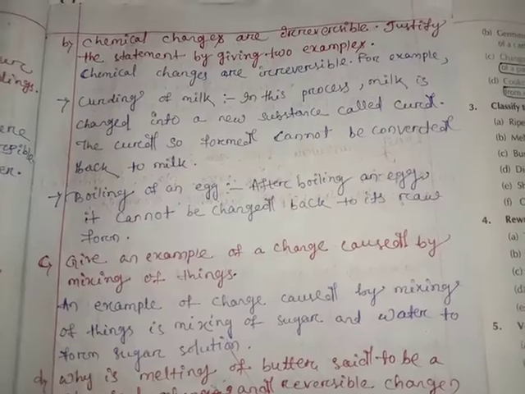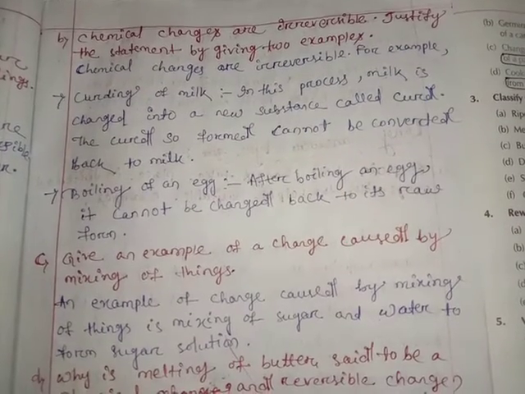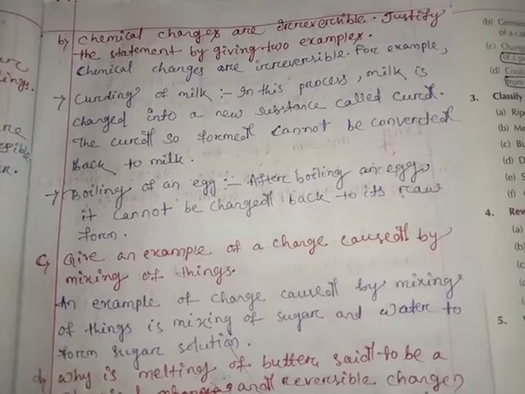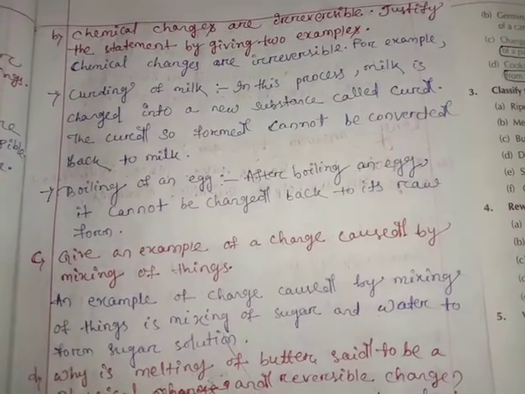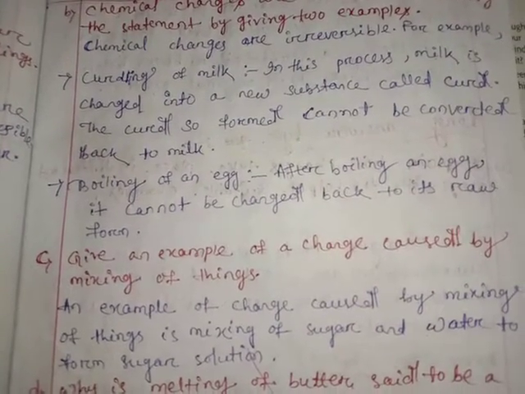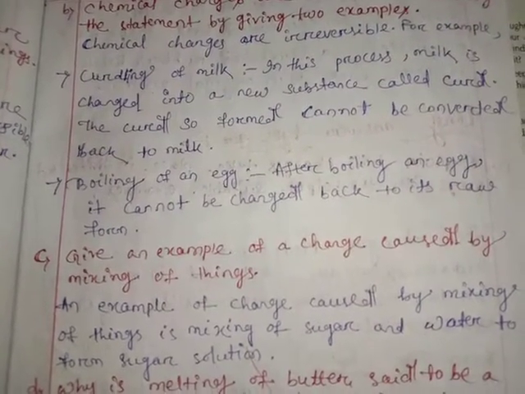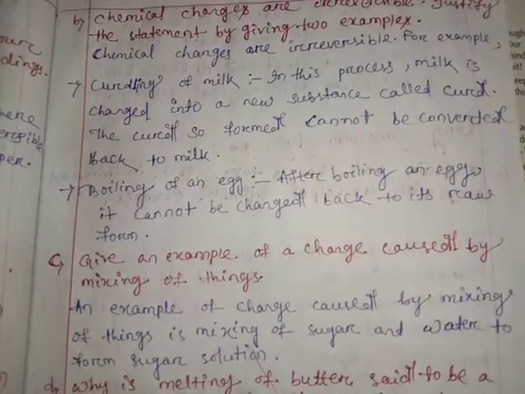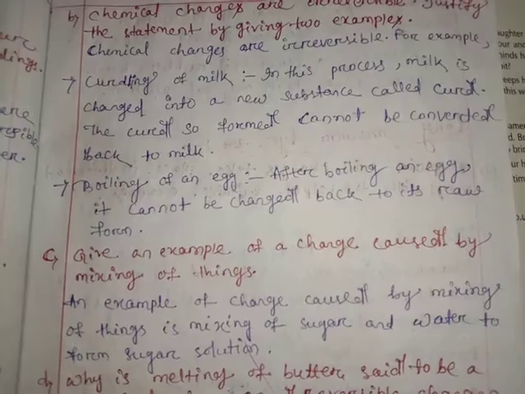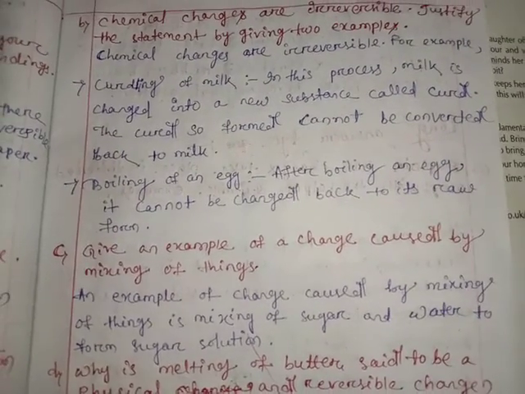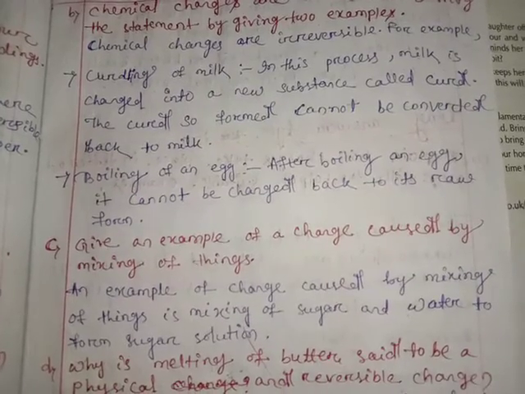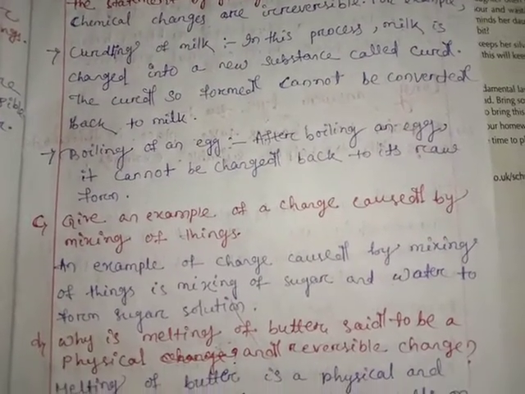Then B number, chemical changes are irreversible. Justify the statement by giving 2 examples. Chemical changes are irreversible. For example, curdling of milk. In this process, milk is changed into a new substance called curd. The curd so formed cannot be converted back to milk. Then next, boiling of an egg. After boiling an egg, it cannot be changed back to its raw form.